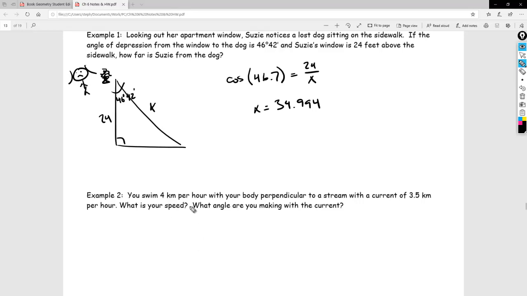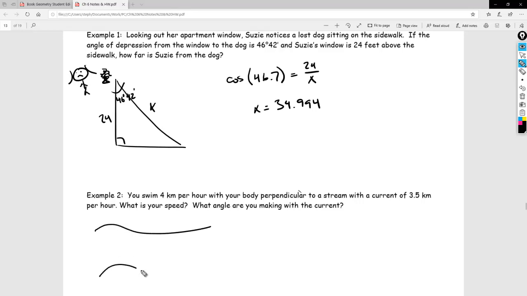Alright, next one, you're swimming 4 kilometers per hour with your body perpendicular to a stream and the current of 3.5 kilometers per hour. What is your speed? What angle are you making with the current? So the way that I'm interpreting this problem, because they told us the speed and they told us the angle, is you're trying to swim 4 kilometers per hour is your output, and you're trying to swim perpendicular. That's the idea. That's the direction of your force.